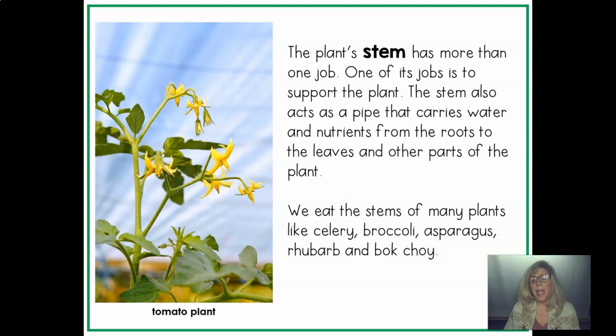The plant's stem has more than one job. One of its jobs is to support the plant. The stem also acts as a pipe that carries water and nutrients from the roots to the leaves and other parts of the plant. We eat the stems of many plants, like celery, broccoli, asparagus, rhubarb, and bok choy. Are there any of those that you've never eaten? I know there's one I've never eaten. I've never had bok choy.